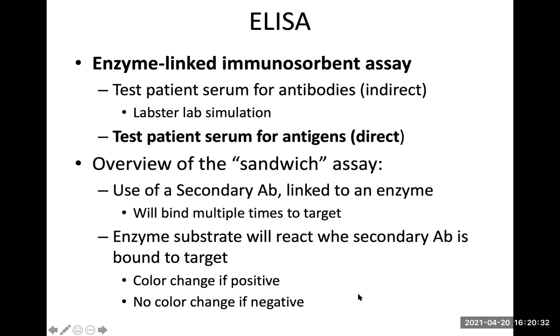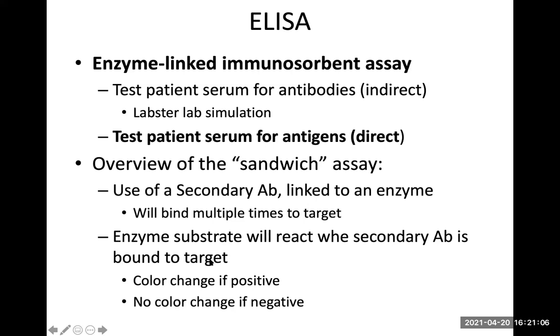The most common technique for both direct and indirect is called sandwich. This is where you use a secondary antibody that is attached to an enzyme. And then when you add the substrate for that enzyme, you'll get a color change. So the enzyme substrate will react when the secondary antibody is bound to the target. And this will make more sense when you see the steps.